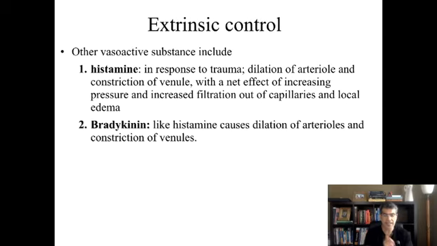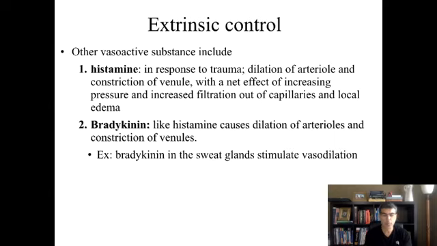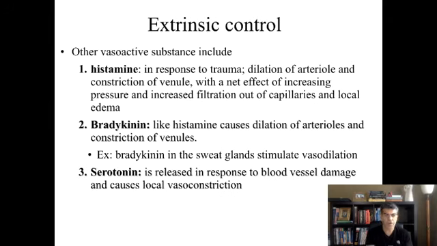Bradykinin does exactly the same thing. Bradykinin also is going to close venule and increase arteriole, as a result, increase the filtration. An example for bradykinin would be in a sweat gland. Bradykinin is going to bring more blood to sweat gland, as a result, you sweat more. The third chemical or hormone that controls blood vessel size would be serotonin. Serotonin, as you remember, is released from the damaged blood vessels, and what it does is vasoconstriction.